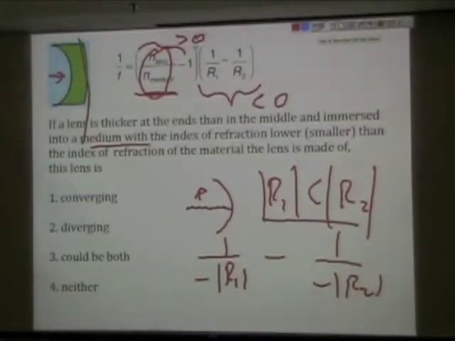So now you multiply the positive number and a negative number. The result is what? Negative. If the result is negative, this lens is what? Divergent. Any questions?